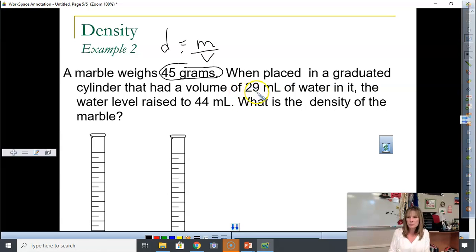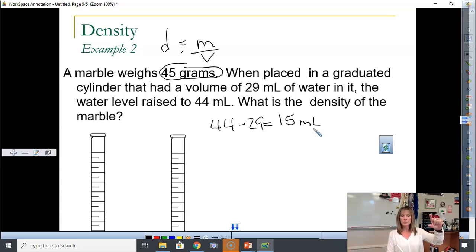So it said that the volume was 29 milliliters in that graduated cylinder, and when I dropped the object in, the water level went up to 44 milliliters. So how do I find out what the volume of that object is? Well, it's the difference between the two. So 44 minus 29 will give me the volume of that object. 44 minus 29, that's going to be 15 milliliters. Okay, pretty easy. You guys have used water displacement before. Drop the object in, the water level goes higher. The difference between the 2 water levels is the volume of the object.